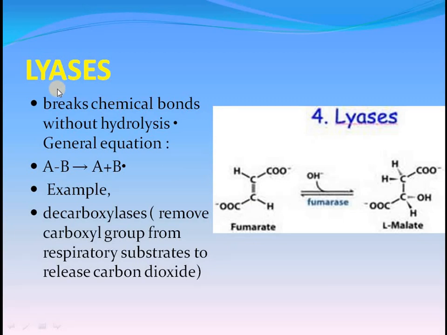Now the next one is lysis. As the name shows, there is something which is breaking, so it breaks the chemical bond without hydrolysis. General equation is AB is converted into product A plus B. For example, decarboxylase means remove carboxyl group from the respiratory substrate to release carbon dioxide. There is no release of water molecule. Here is fumarate. Fumarate is converted into L-malate with the help of fumarase.